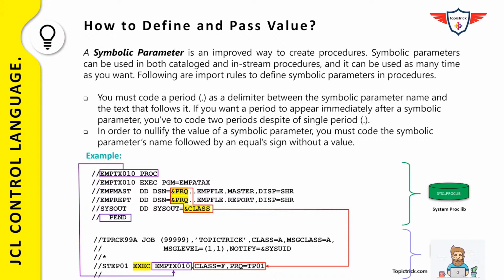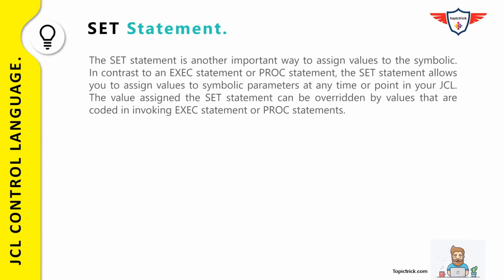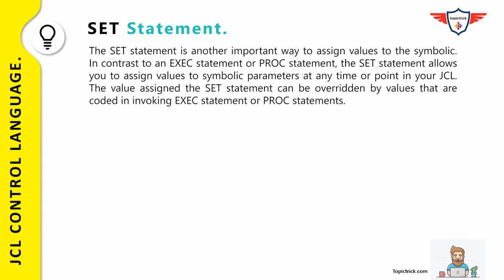And due to this flexibility of symbolic parameters, it is always recommended that you should use symbolic parameters while writing your procedures. Now let's talk about the SET statement, which is generally used to assign value to these symbolic parameters. And thereafter, we will talk about how you can concatenate these symbolic parameters to create different job control statements in your procedures. The SET statement is another important way to assign values to the symbolic parameter.